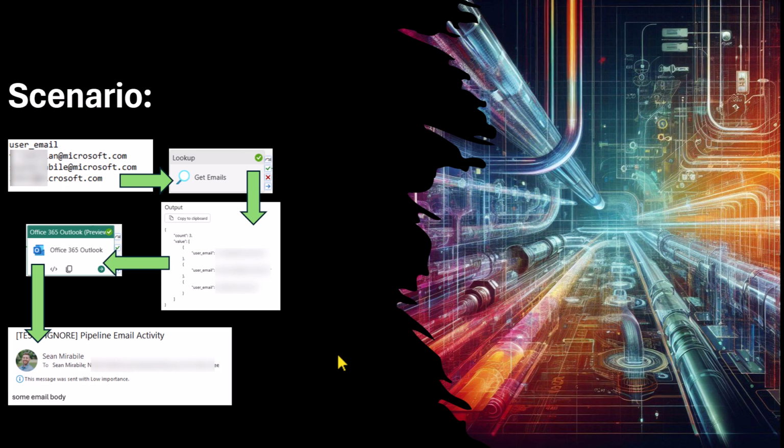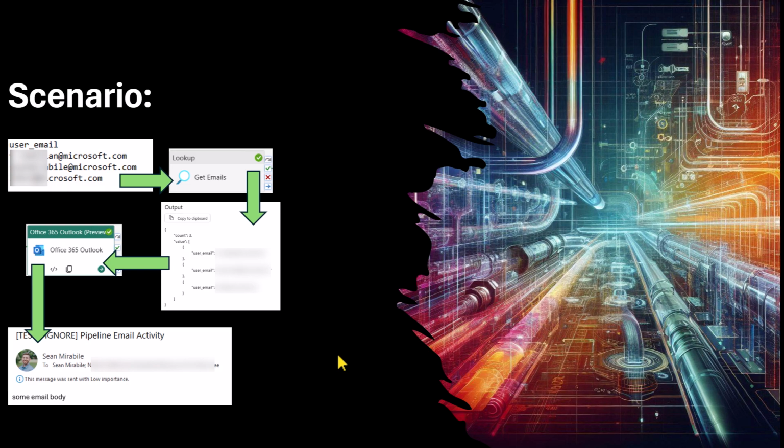You can see that in the output of the lookup activity, we have the value field, which is an array of 3 objects with the key user email. So we need to parse out each of those email addresses into a comma delimited string and pass that into the Office 365 Outlook activity. From there, when we run the pipeline, you can see that it will send me an email, or send all the recipients an email, and that's exactly what we're trying to do.